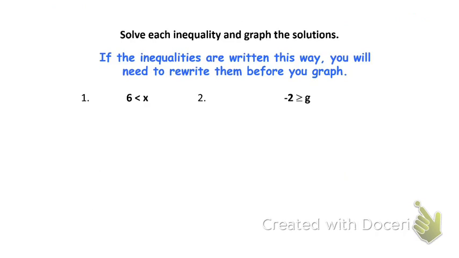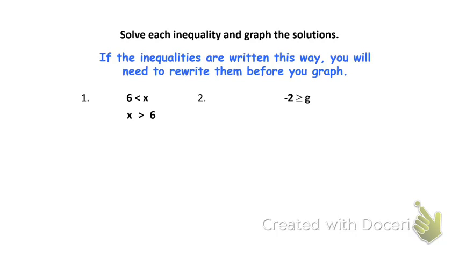Now let's look at some examples. I've got two other problems that look very similar to the last ones, except that we notice the variable's now on the right-hand side. If the variable's on the right-hand side, we're going to have to rewrite the problem. This first one says 6 is less than x. When we rewrite it, we really want the variable on the left-hand side. So I'm going to say x is now greater than 6.